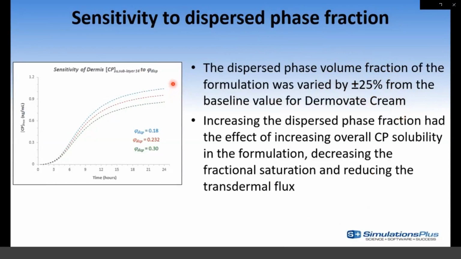So the effect of increasing the dispersed phase fraction overall decreased the local concentrations in the dermis. And when we investigated this, the reason was that increasing the dispersed phase fraction increased the overall clobetasol solubility in the formulation. In turn, this decreases the fractional saturation and reduces the transdermal flux. So in this case, you get lower concentrations in the skin.